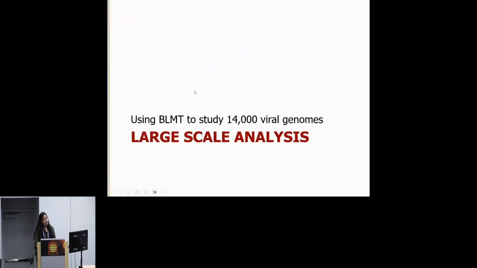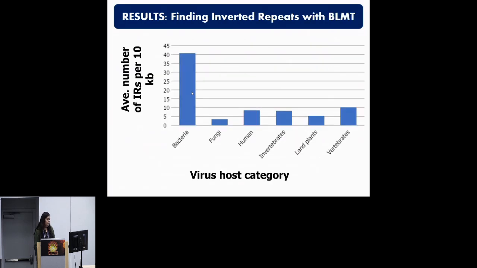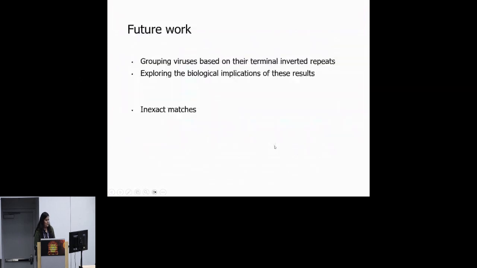And then we applied that to 14,000 viral genomes. We had several interesting things come out of it. Some viruses like monkeypox virus and so on are known to have inverted repeats. So we found them, and then we found other viruses out of the 14,000 that also have a large distribution of inverted repeats. Some of them are very, very big. We also analyzed in terms of what the host virus is and so on, and found interesting patterns in how the distribution of the inverted repeats is.